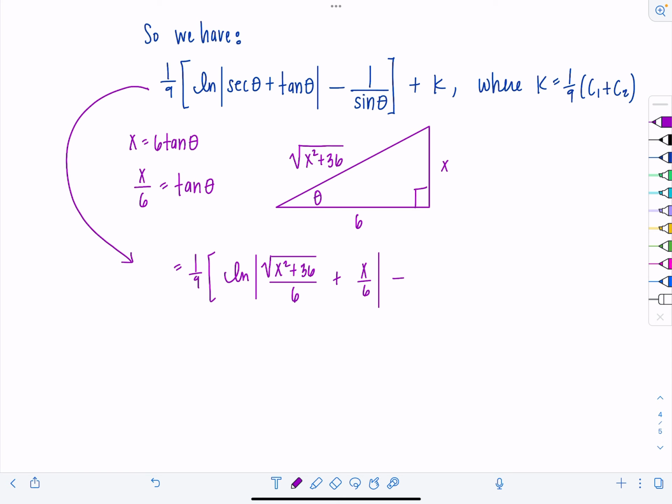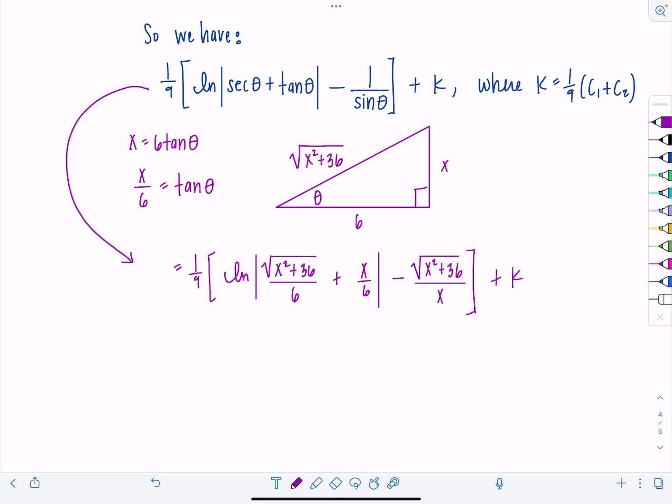So that's the reciprocal of sine theta. Sine theta is the ratio of opposite over hypotenuse, so this is going to be hypotenuse over opposite. So rad x squared plus 36 over x. And then I've got my plus k.